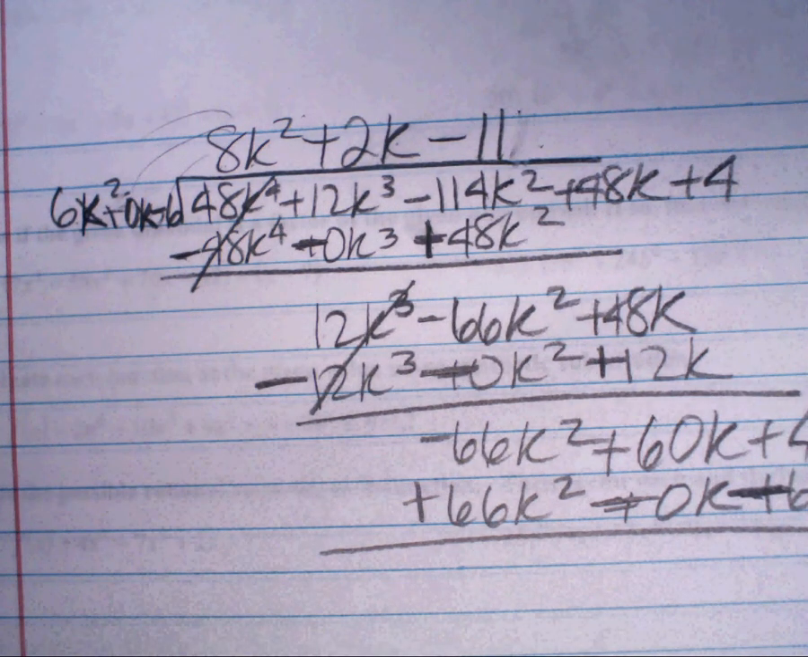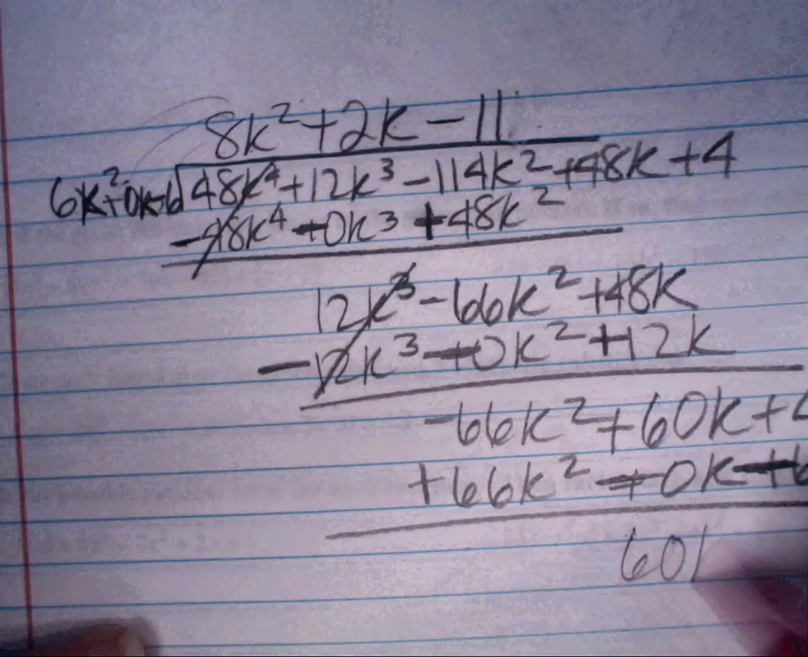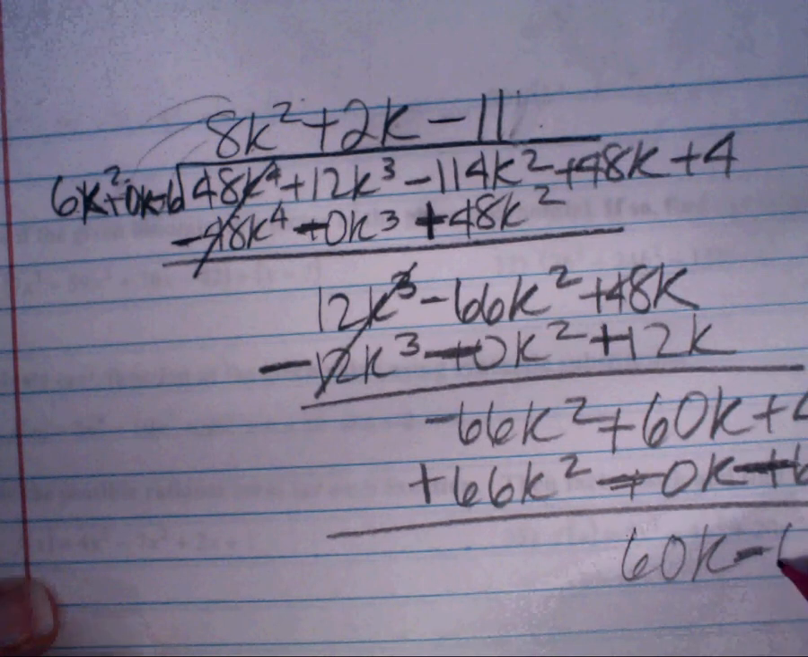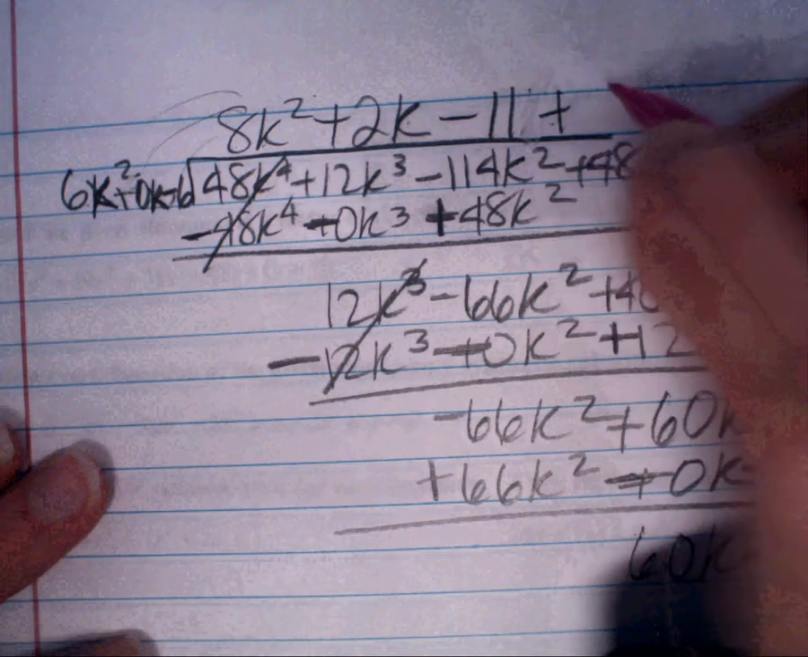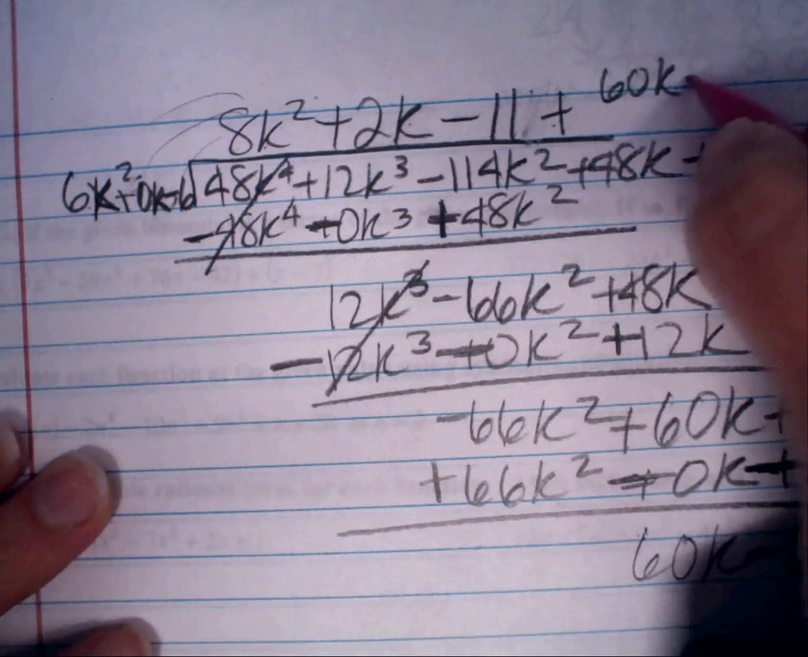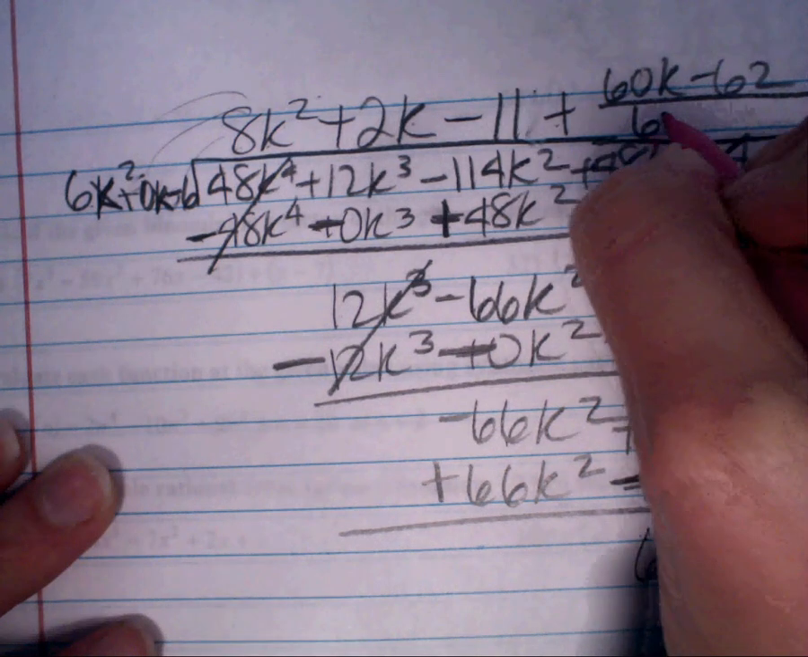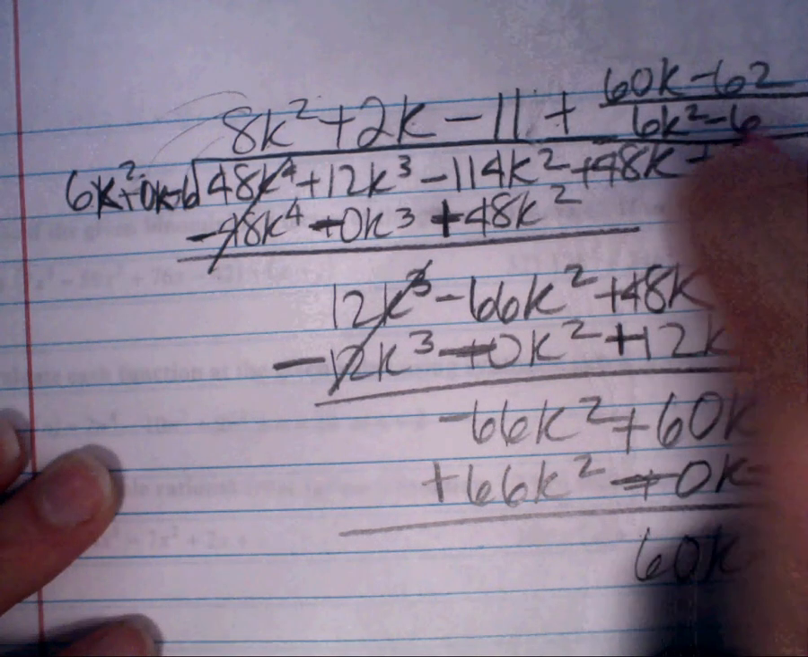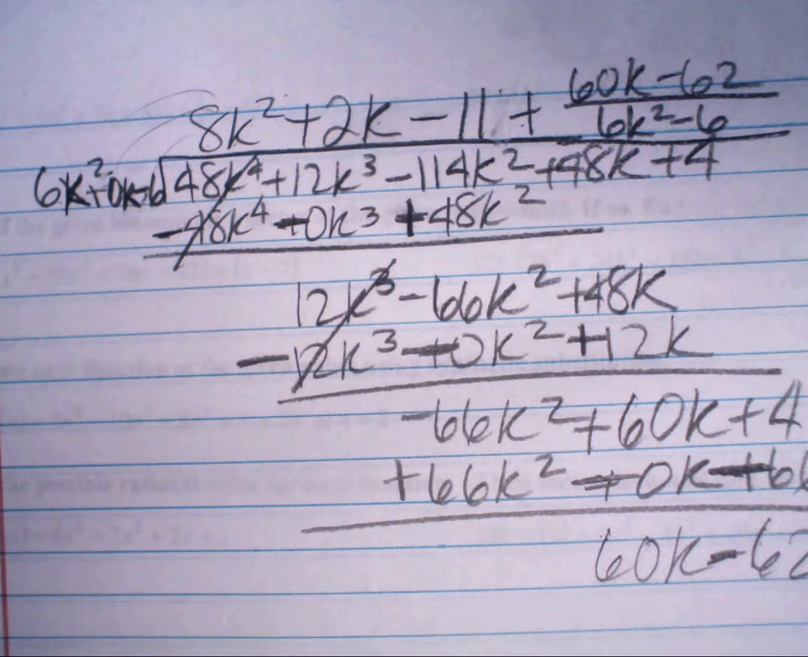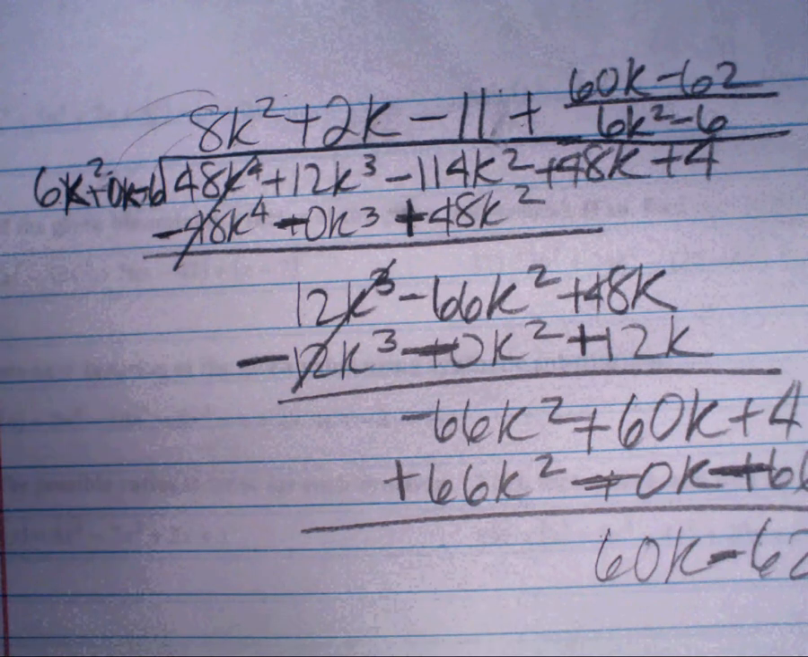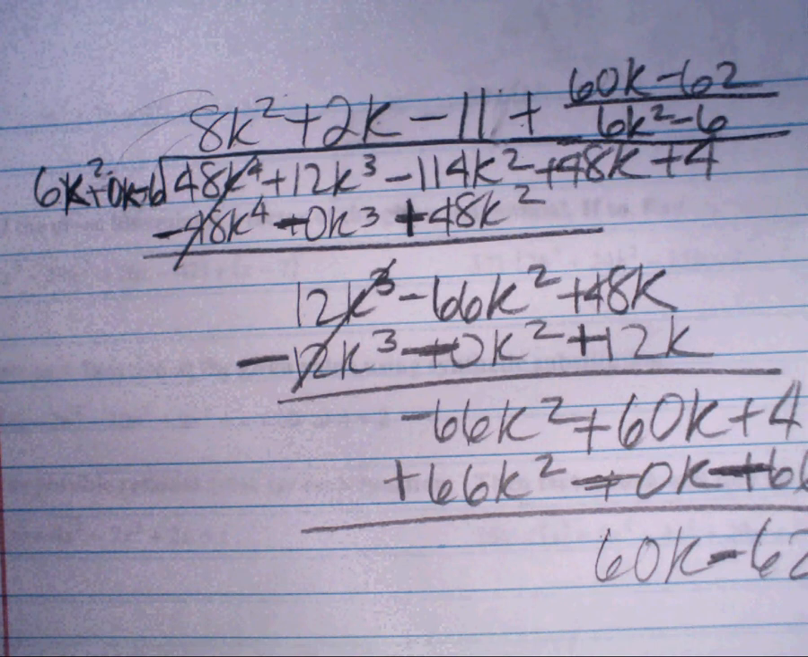Okay, 60k minus, what is that, 62? So that whole thing is my remainder, and I put it over what I divided by. So make sure on long division, fill in missing terms, and you go through the operations of divide, multiply, subtract, divide, multiply, subtract.